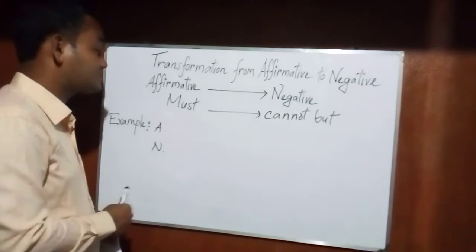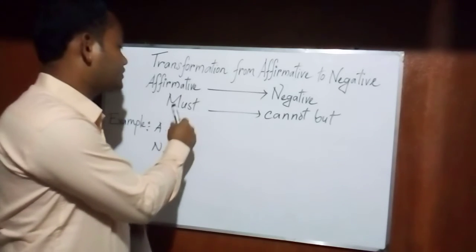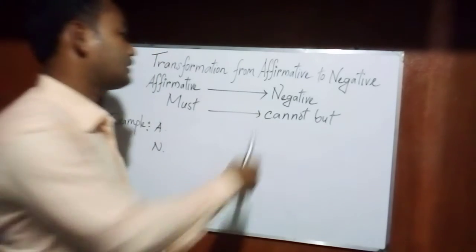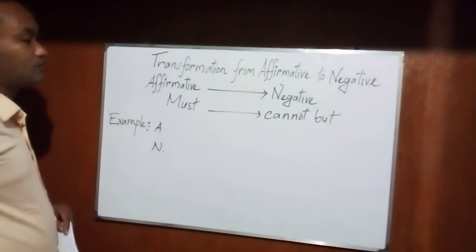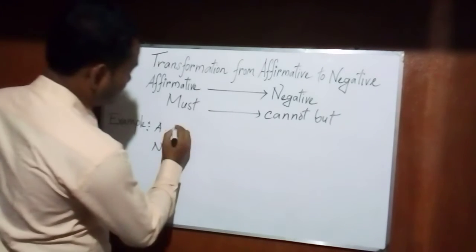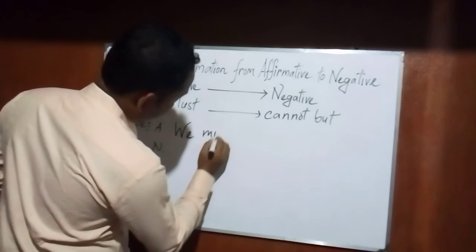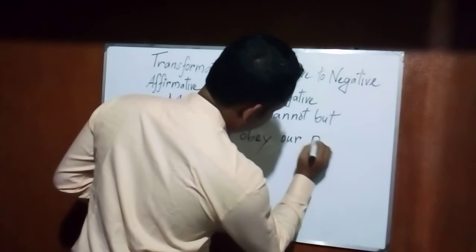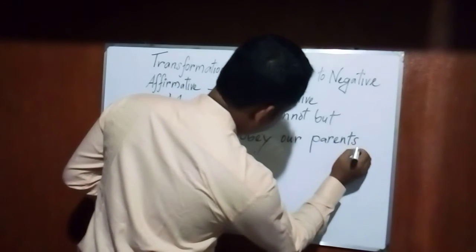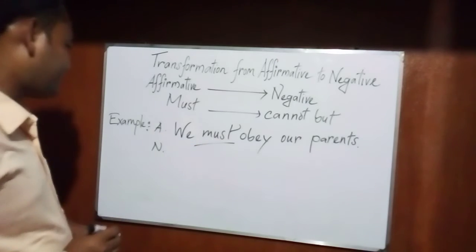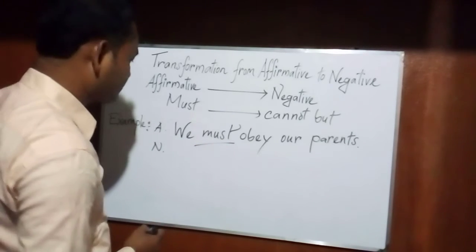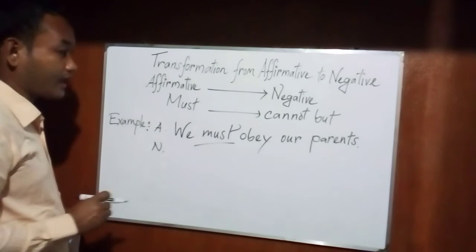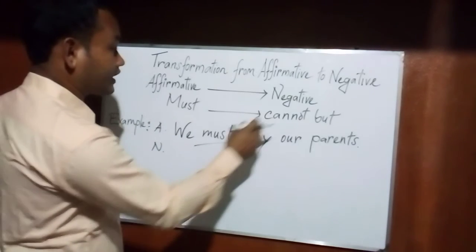If you see must in an affirmative sentence, you have to change or delete or boycott must, and you have to use cannot but for must. Example: we must obey our parents. We can see in this affirmative sentence, we must obey our parents, must. If I turn this affirmative sentence into negative, we have to use cannot but instead of must.